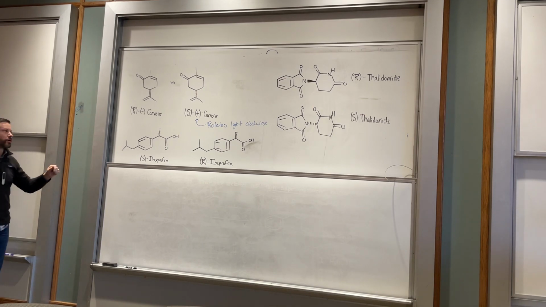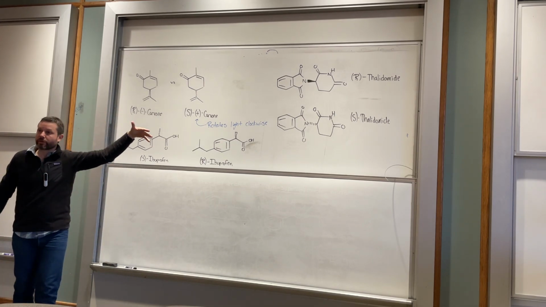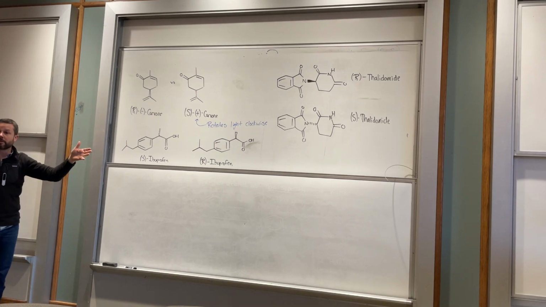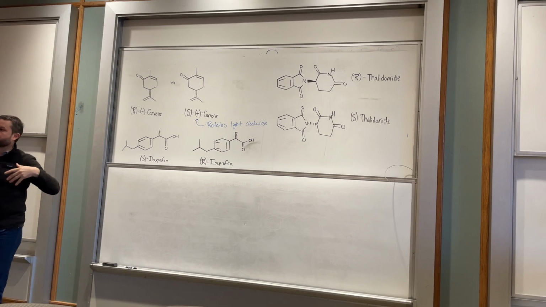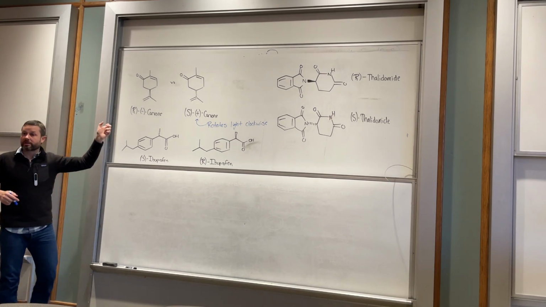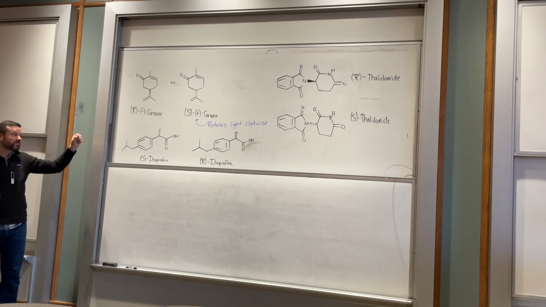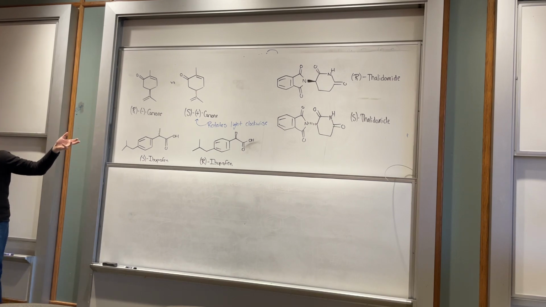Right? So you can have a stereo center that is named as an R stereo center, and it will rotate light clockwise. You can have another stereo center of another molecule, like carvone, that rotates light counterclockwise. R and S are just our way of naming stereo centers and communicating configuration around that stereo center. Plus and minus indicate which way that molecule rotates. Not all names are going to have the plus and minus. All chiral molecules will rotate plane polarized light one way or the other.